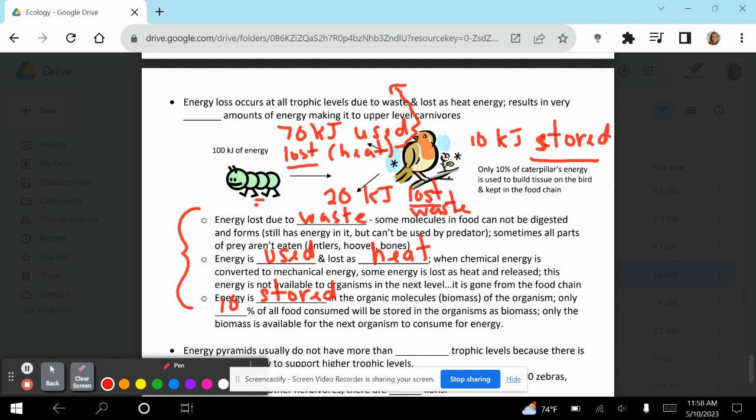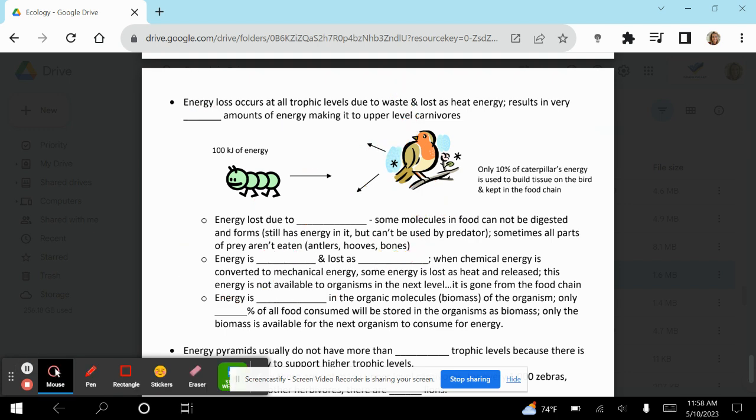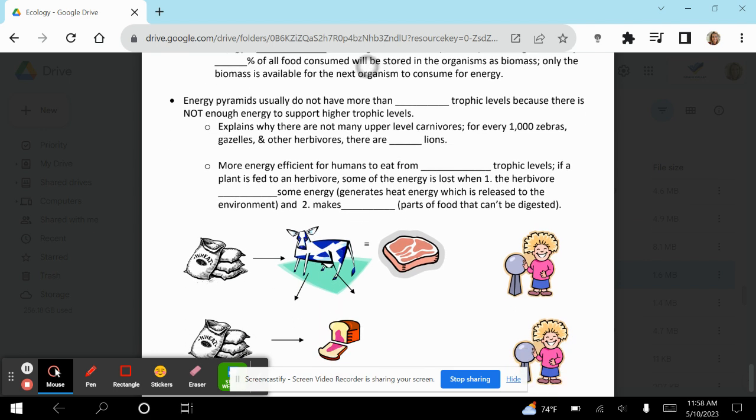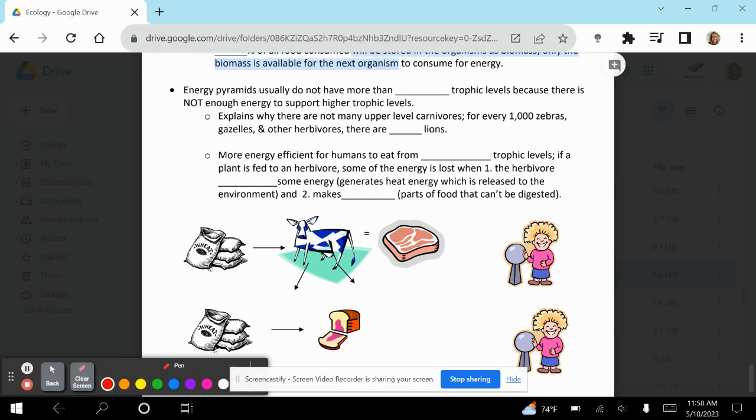And again, since only about 10% makes it up to each trophic level, we have a limit to how many trophic levels we can have because of the low amounts of energy making it up to those upper level trophic levels, or those upper level carnivores, making our total number of trophic levels limited. We usually only see about 4 or 5 trophic levels in an ecosystem. There's just not enough energy making it to the top to support 6 and 7 and 8, etc.